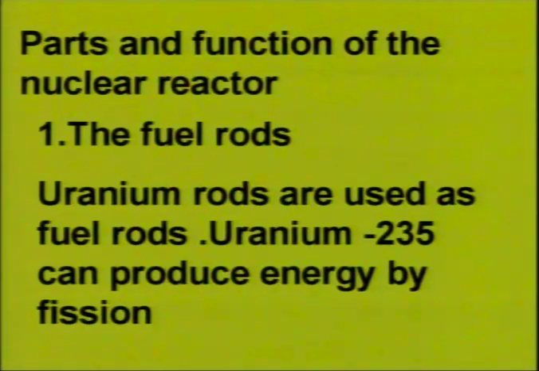All right, the first part of a nuclear reactor is the fuel rods. As you all are aware, the fuel rod must always be some element which can go through the fission process. An example given there is uranium.